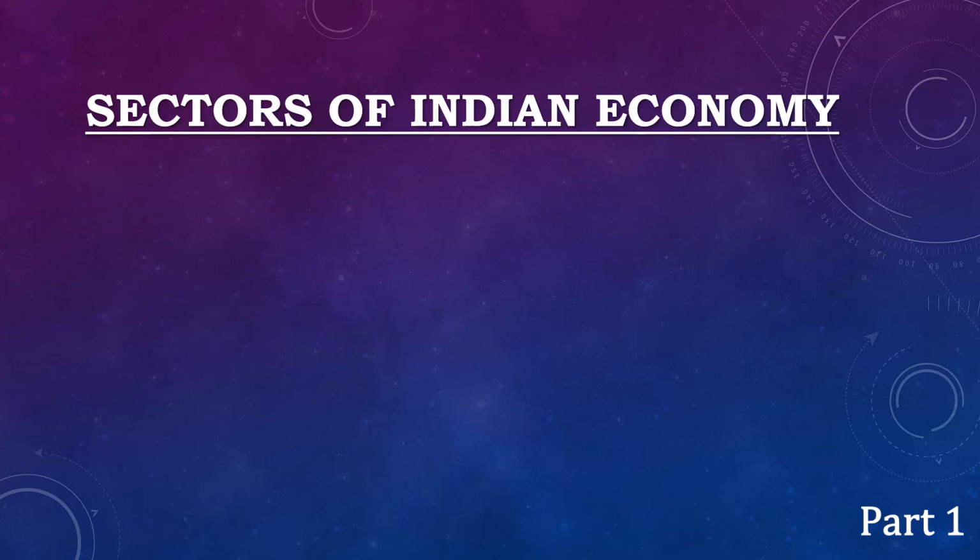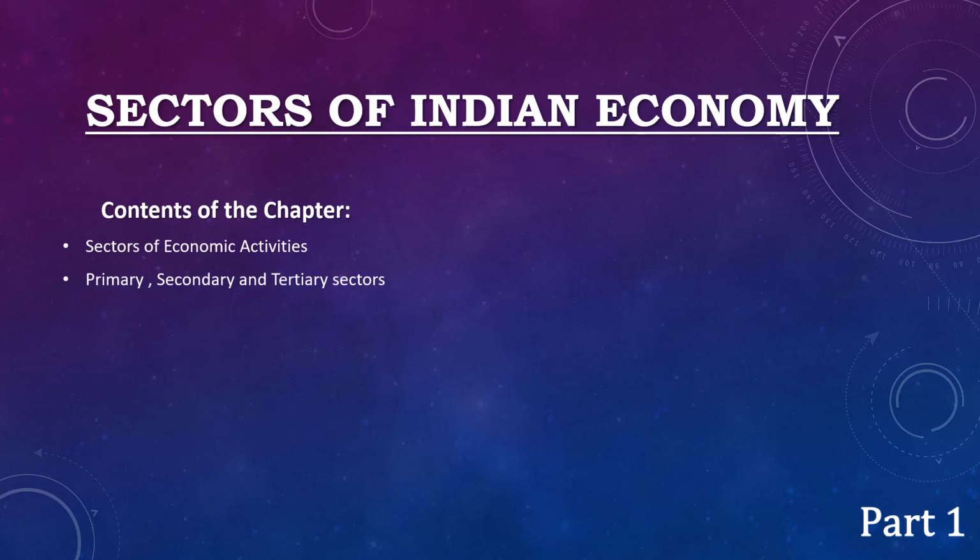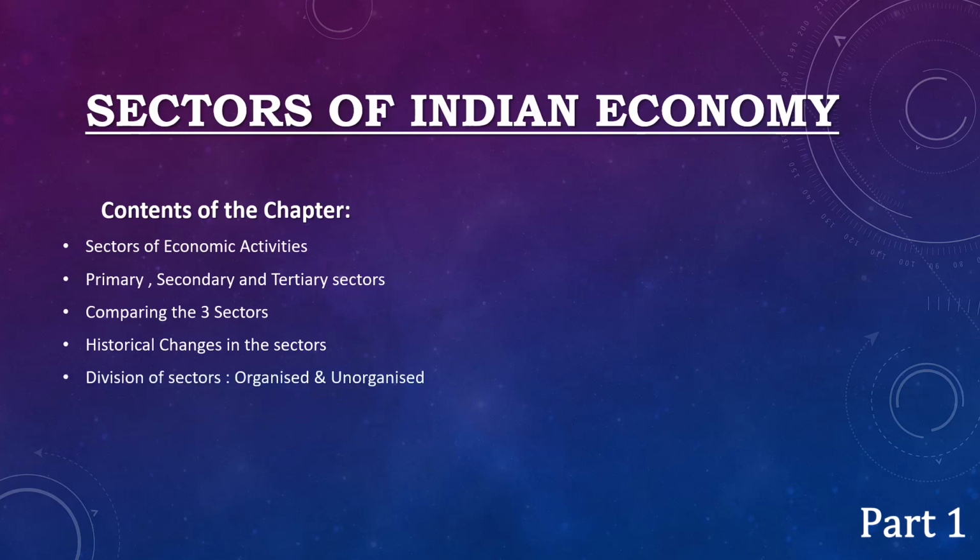So let us have a quick view of the subtopics which we are going to deal in this chapter. First we are going to discuss various sectors of economic activities. Then we are going to discuss primary, secondary and tertiary sectors. Third, we are going to do comparing work between the three sectors. Then we will deal with historical change in the sectors. Fourth, that is fifth not fourth, division of sectors as organized and unorganized. Then at the last, sectors in terms of ownership, that is public and private sectors.